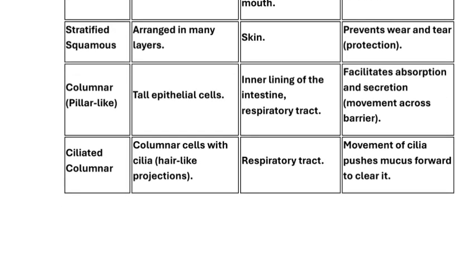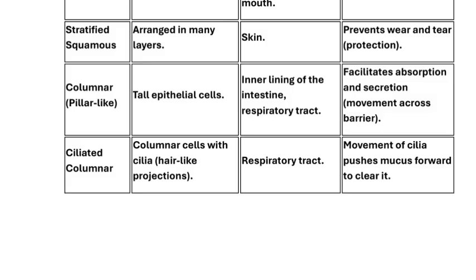Columnar: pillar-like, tall epithelial cells. Inner lining of the intestine, respiratory tract. Facilitates absorption and secretion, movement across barrier. Ciliated columnar: cells with cilia, hair-like projections. Respiratory tract. Movement of cilia pushes mucus forward to clear it.